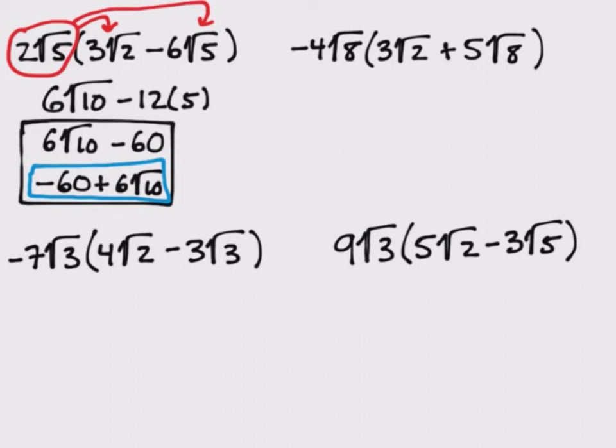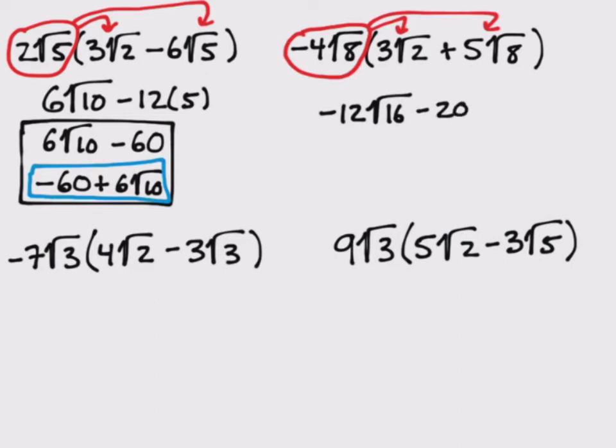In our second example, just like we did before, we're going to distribute this negative 4 times the square root of 8, and we're going to multiply that by 3 times the square root of 2 and by 5 times the square root of 8. So let's see what happens. Negative 4 times 3 is negative 12. The square root of 8 times the square root of 2 is the square root of 16. Going to our second set of multiplication, negative 4 times 5 is negative 20. The square root of 8 times the square root of 8 is 8.